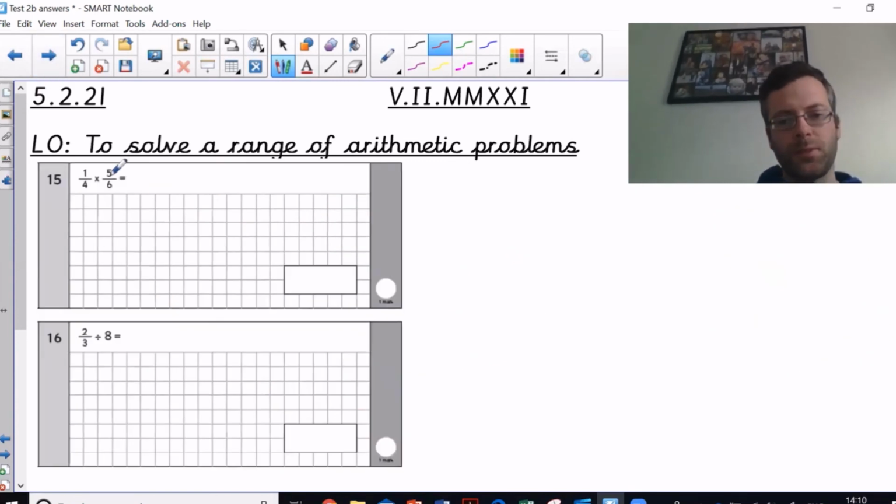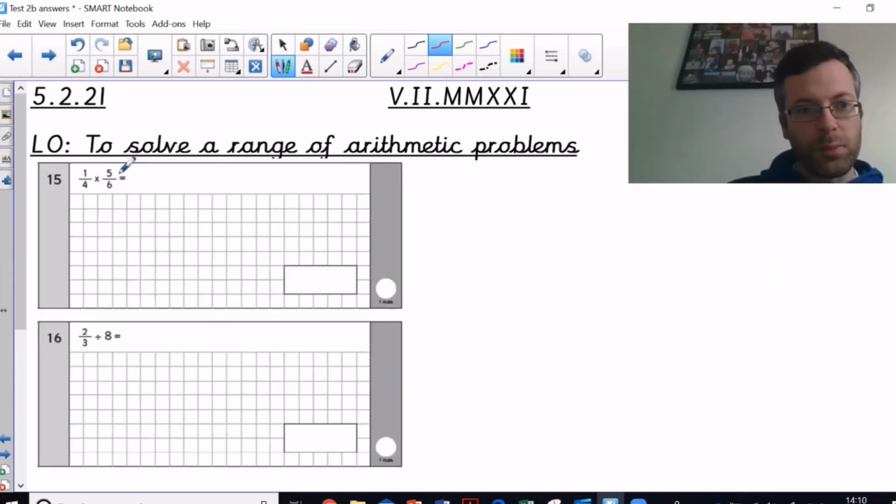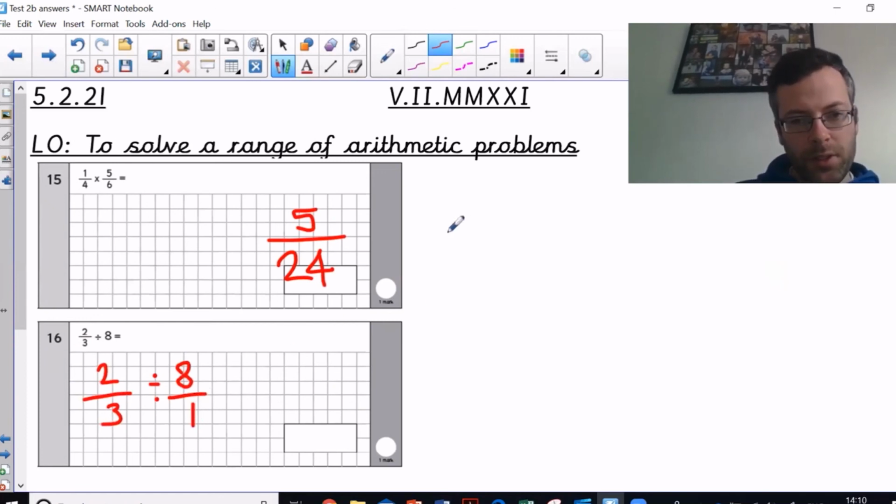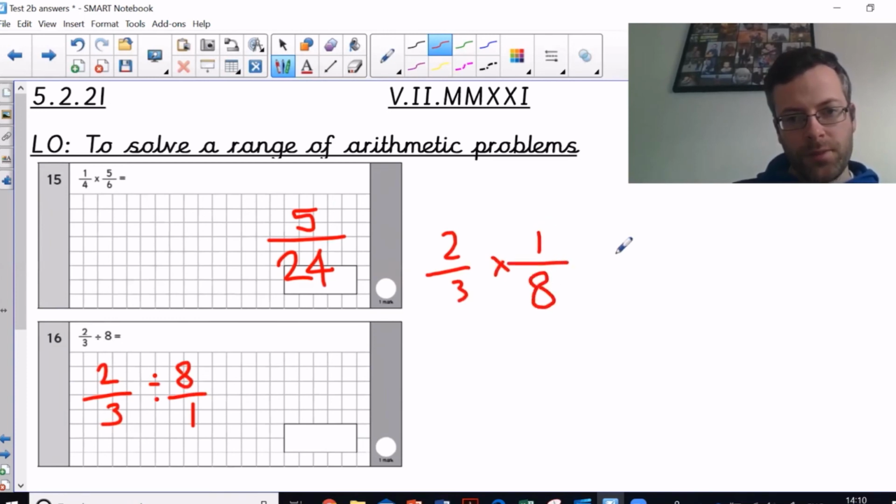Okay, 1/4 times by 5/6. Quite straightforward because we're multiplying. So 1 times 5 is going to be 5. 4 times that 6 is going to be 24. 2/3 divided by 8. So if we're dividing, firstly make it a fraction, so it's 8 over 1. Then I'm going to keep change flip, so keep the first fraction, change the second one, flip the final fraction. So I'm left with 2 times 1 is 2 over 24, which some of us might have simplified into 1/12.